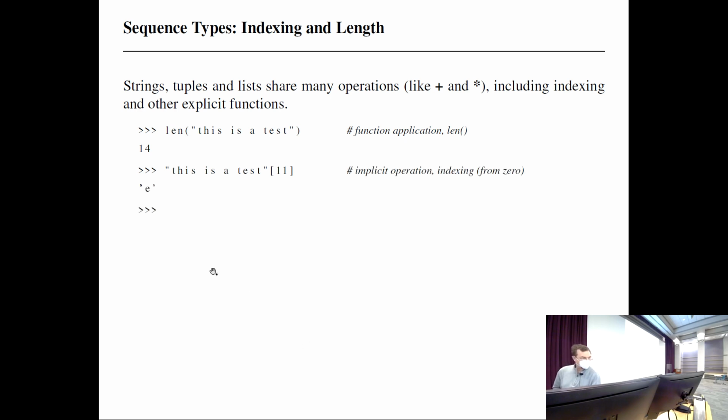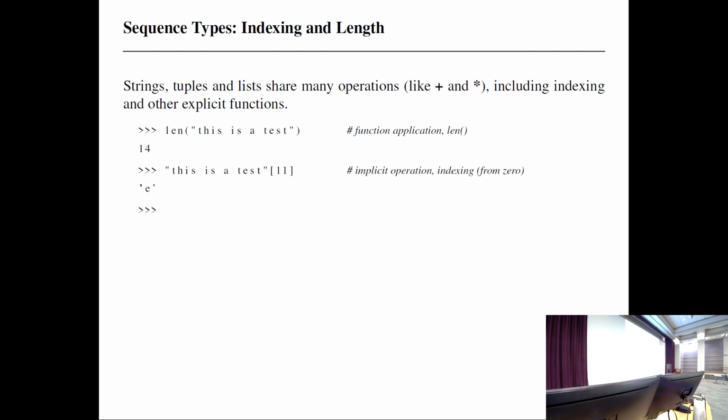And in fact, I get back a singleton string that's an E. Now, if you do a little counting on your own, 1, 2, 3, 4, 5, 6, 7, 8, 9, 10, 11, it looks like the 11th character is the T. But Python thinks the 11th character is the E. Anybody know why? Yes? Because we start counting at 0.